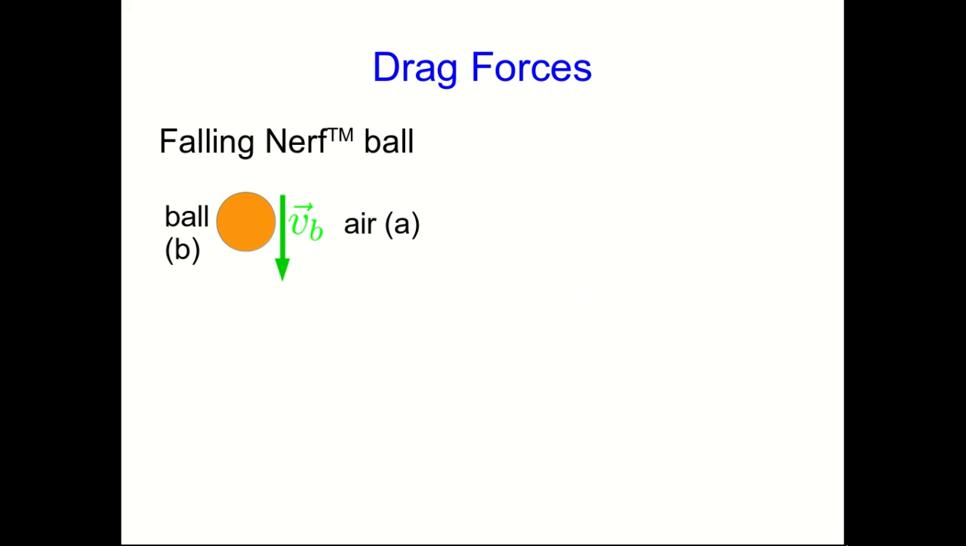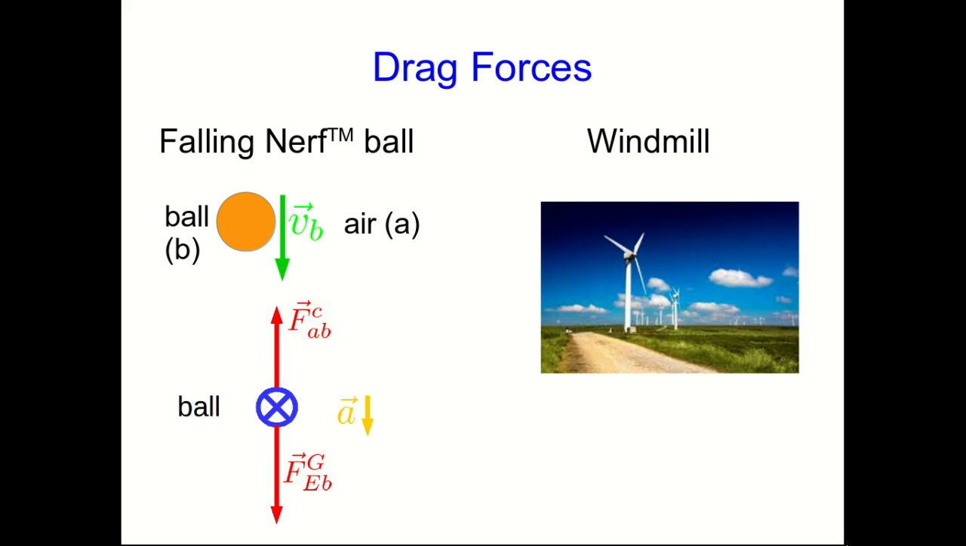Let's think about a falling Nerf ball and the direction of the drag force on it. It is falling down, and so relative to the air, which is presumably stationary, it's moving down. And so unsurprisingly, the drag force, which is that contact force due to the air on the ball, is pointing up.